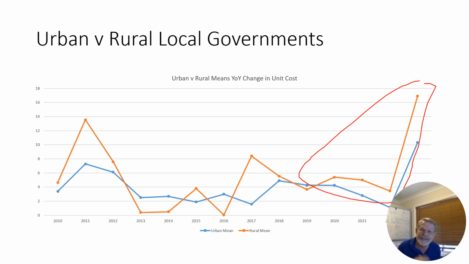Because how do materials get to rural areas? On trucks. And what do trucks burn? Fuel. So it's not surprising that rural councils are having more trouble controlling their unit costs than urban councils in a higher inflationary environment, when one of the key drivers of inflation has been the price of oil. The other interesting thing about rural councils, and I'm doing a paper on this right now actually, is that they tend to have a harsher operating environment.